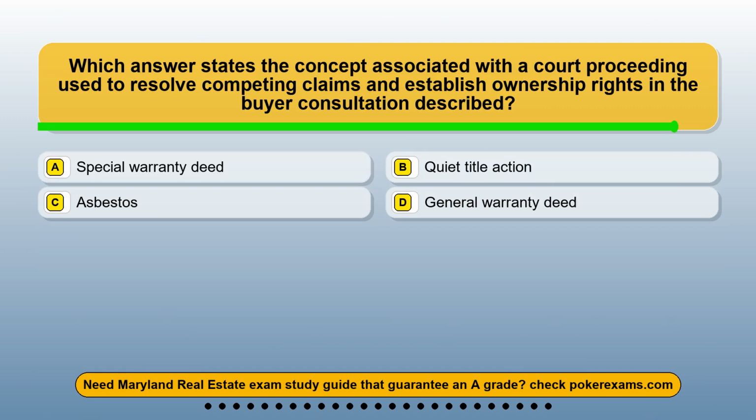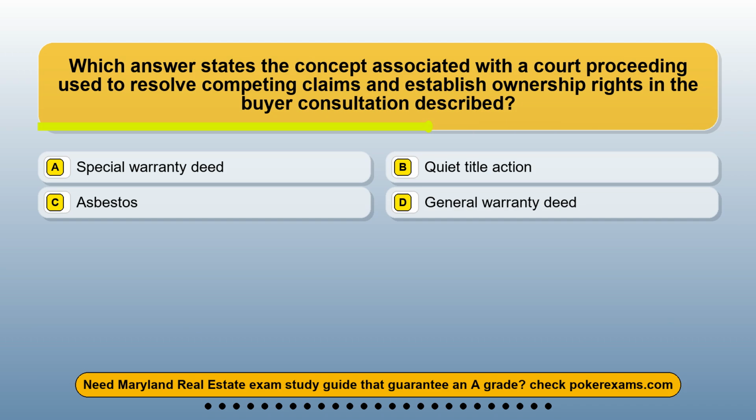Question 16. Which answer states the concept associated with a court proceeding used to resolve competing claims and establish ownership rights in the buyer consultation described? Option A, special warranty deed. Option B, quiet title action. Option C, asbestos. Option D, general warranty deed.